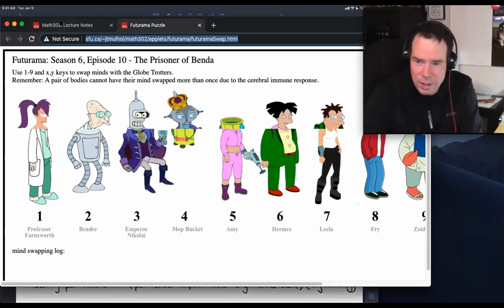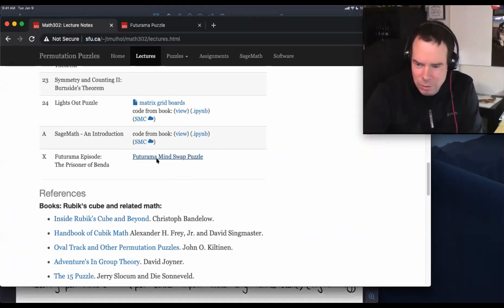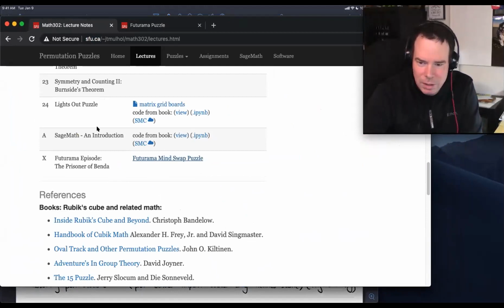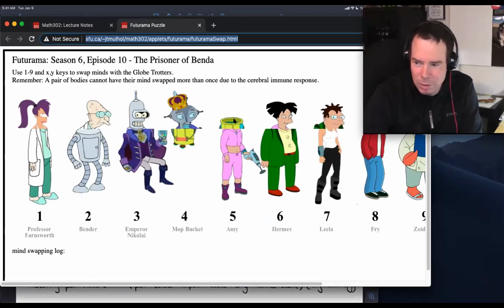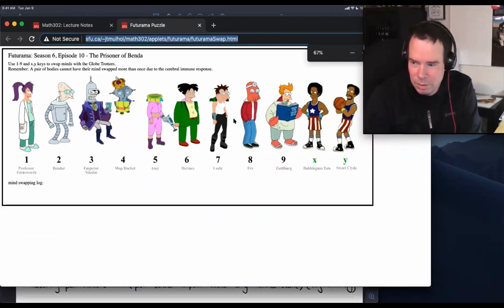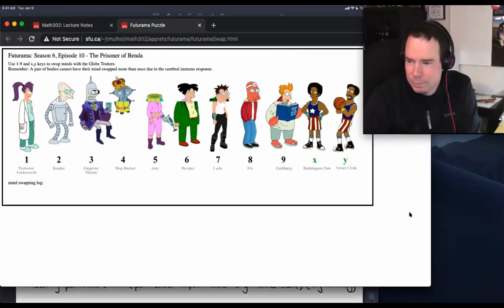So the link is in the chat. For those who are joining by watching the video afterwards, if you go to the lectures page of our course website, at the very bottom of all the lectures, there will be an X for extension or extra lecture, and then you can click on that link and it'll open up the Futurama puzzle. If it's too big for your screen, you can always minimize it like I'm doing now. I'm just minimizing it so it'll fit into my screen.